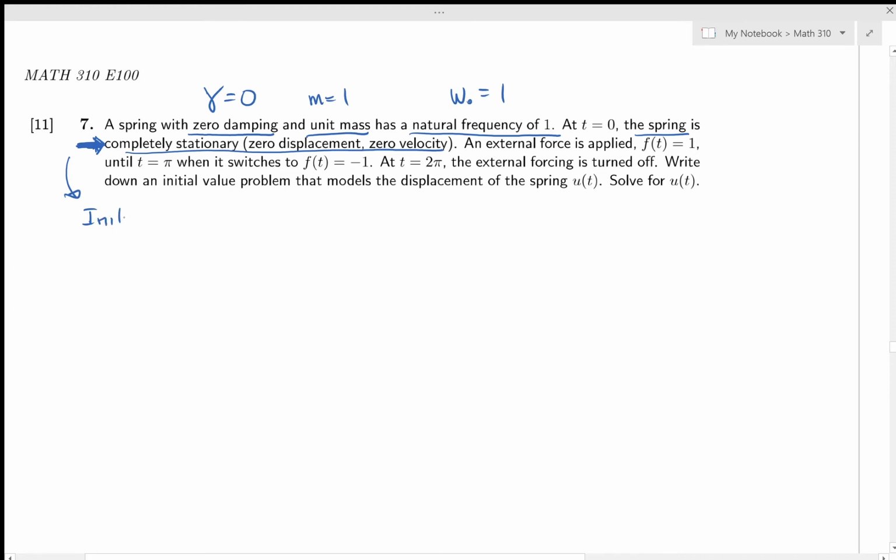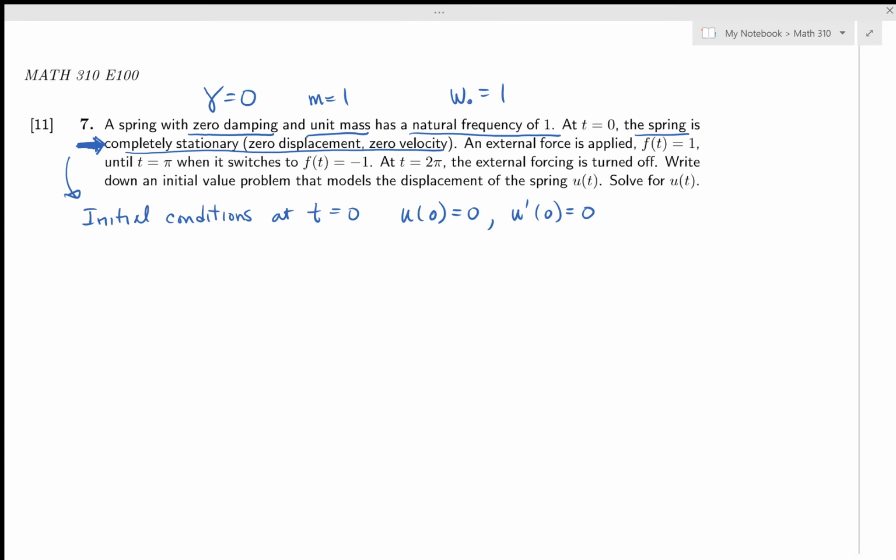So I'm seeing I have initial conditions at t equals 0, and what are they? 0 displacement, 0 velocity. We have typically been using the variable u to indicate the displacement of a spring, so I'm just going to continue with that. I'm going to say that u of 0 is 0 and u prime of 0 is 0. I've got the initial conditions, and external force is applied.